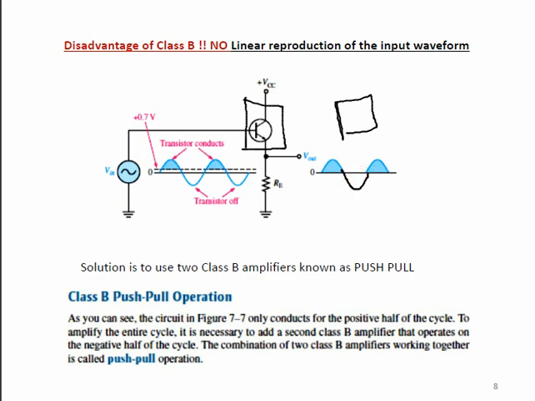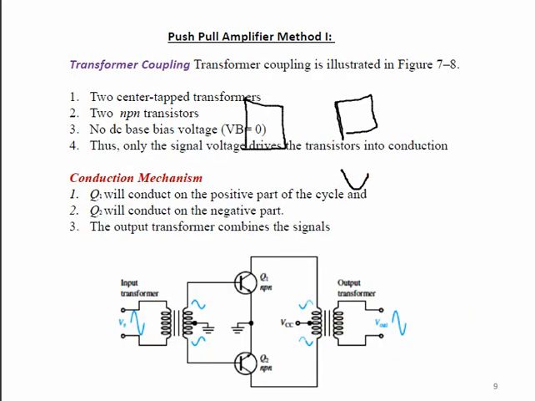For that, we go to the next slide and see over here. The first method used for the push pull amplifier is transformer coupling. This is illustrated in the figure. I'm keeping the same figures as in the book. So this is figure 7.8. So how is it performed, how is it done?